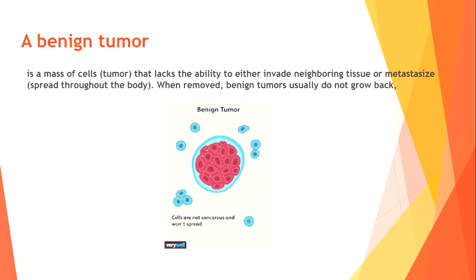So go next. A benign tumor is a mass of cells that lacks the ability to easily invade neighboring tissue or metastasize. When removed, benign tumors usually do not grow back. So here in the picture we see a benign tumor, and which specific features do we see here? It's packed in a capsule. It doesn't invade into surrounding tissue. We don't see any metastasis here. It's surrounded by normal cells, like it is pictured here.